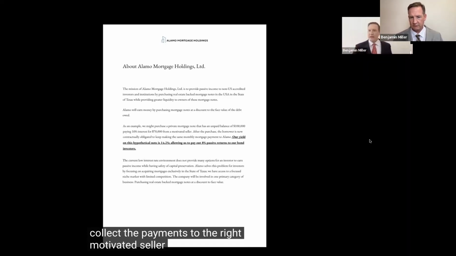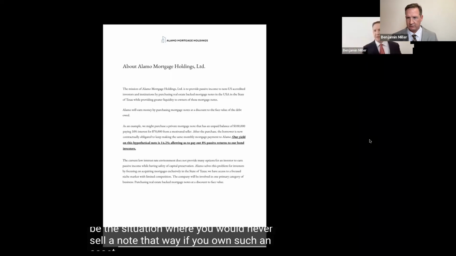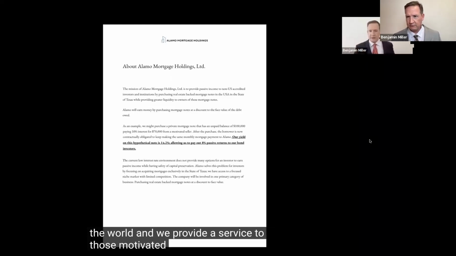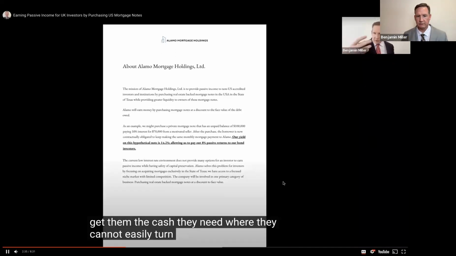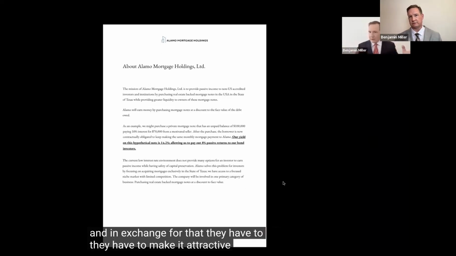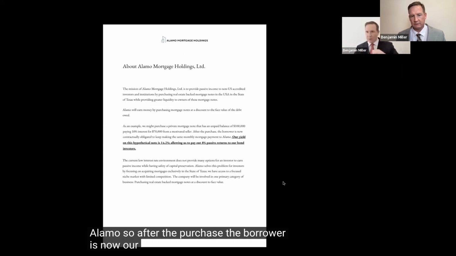To the right motivated seller, that will be appealing. Now, I know to many of you that may not be the situation where you would never sell a note that way if you own such an asset, but there are motivated sellers in the world, and we provide a service to those motivated sellers. We're able to get them the cash they need where they cannot easily turn those notes into cash. And in exchange for that, they have to make it attractive for Alamo. So after the purchase, the borrower is now our borrower.